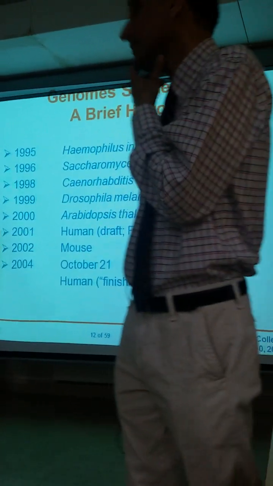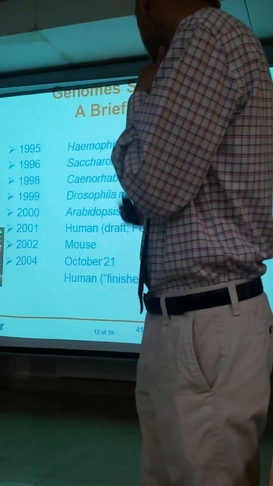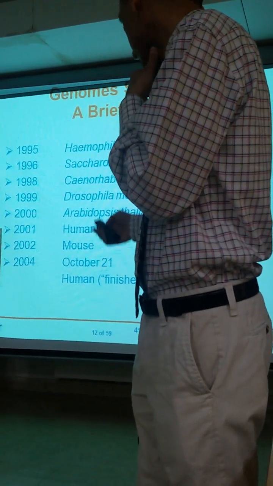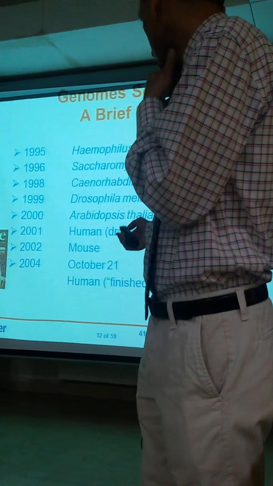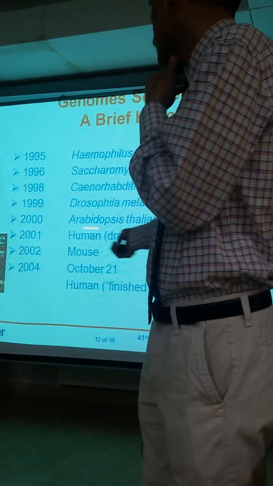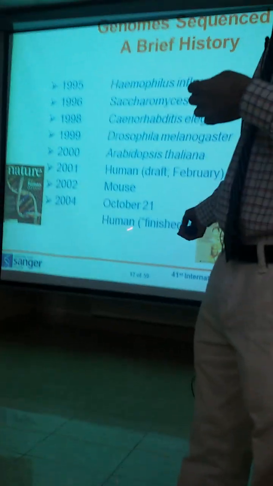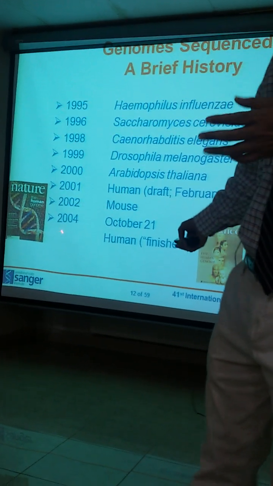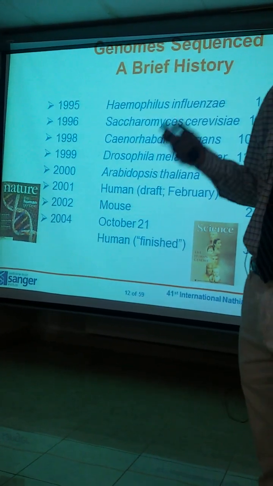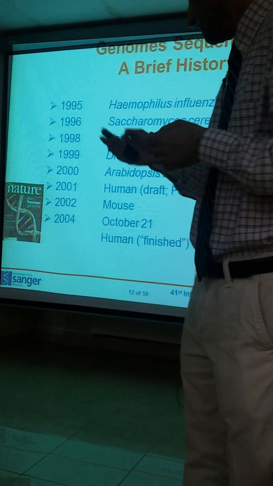Just a brief history of sequencing genomes. So it started right from 95, and actually the first human genome draft was published in 2001. But actually the much better finished version of the sequence was in 2004, and it's been constantly refined since then.